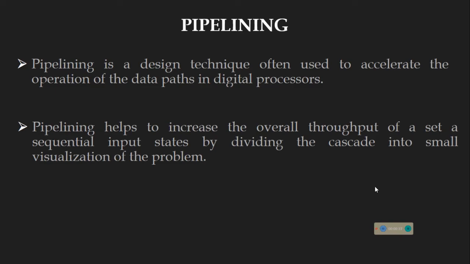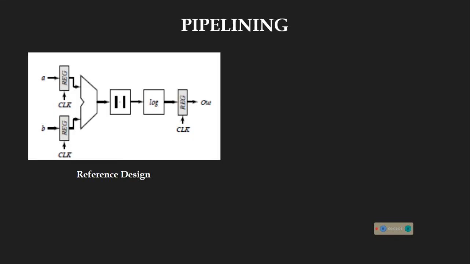By utilizing such pipelining, the overall throughput will be increased. That is, whatever operations we are going to perform are divided into small subdivisions, and all the subdivisions are carried out in a cascaded manner so that there is no overlapping and the timing issues are also overcome. Right. So in this pipelining, let us have a reference design.